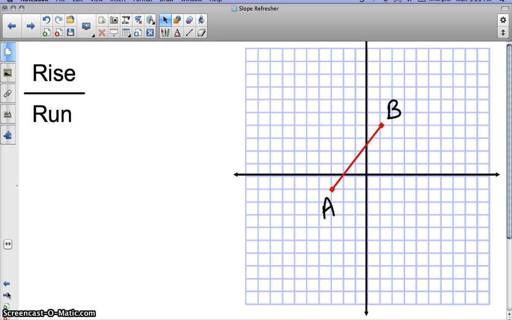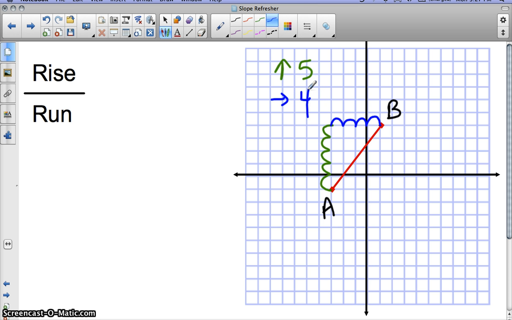When given a graph, rise over run is probably the easiest way to find your slope. And literally, all you need to do is count. So, if we start from A, and we're going to B, we're literally going to count our rise over our run. So how many do we need to go up or down to go from A to B? Well, let's take a look. We're going to go up 1, 2, 3, 4, 5. So I went up 5, and now I'm going to run 2, 3, 4.